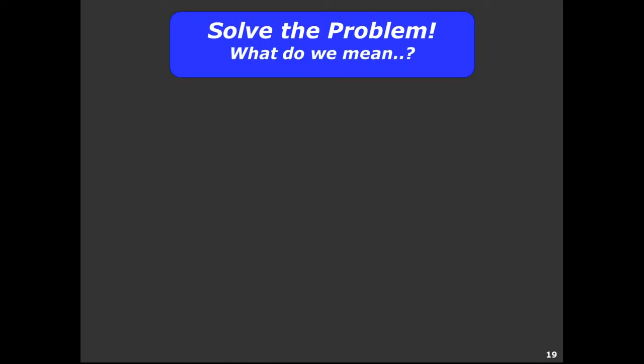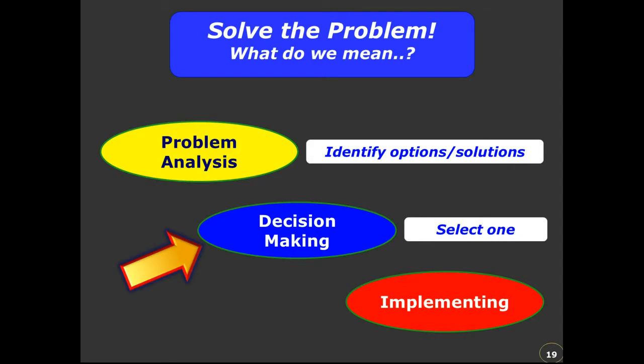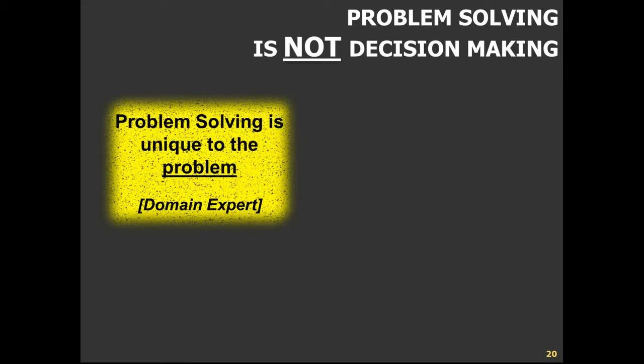Let's try to understand what we mean by solving a problem. Solving a problem is a three-part operation. First is problem analysis. This is to identify the options and solutions. Then it's the time to make a decision. That is to select one that we would act upon. And finally, we implement it. This discussion is limited to decision making, because problem solving is not decision making.